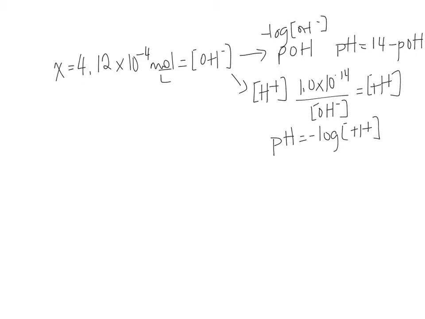So I'm going to just take the negative log of this number. So pOH is 3.385. And then the pH is 14 minus 3.385.